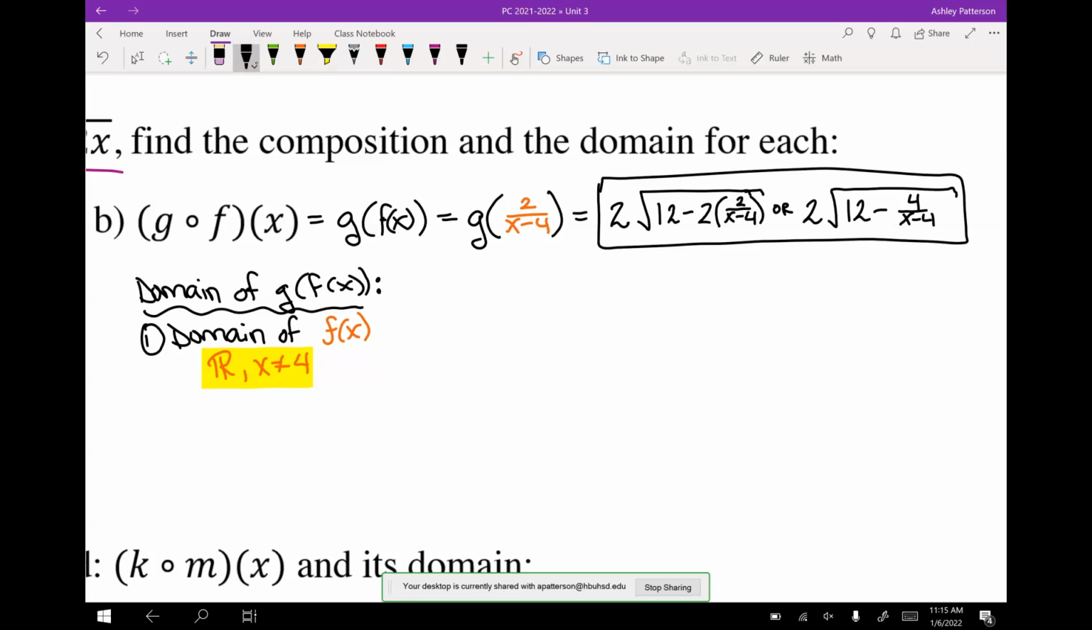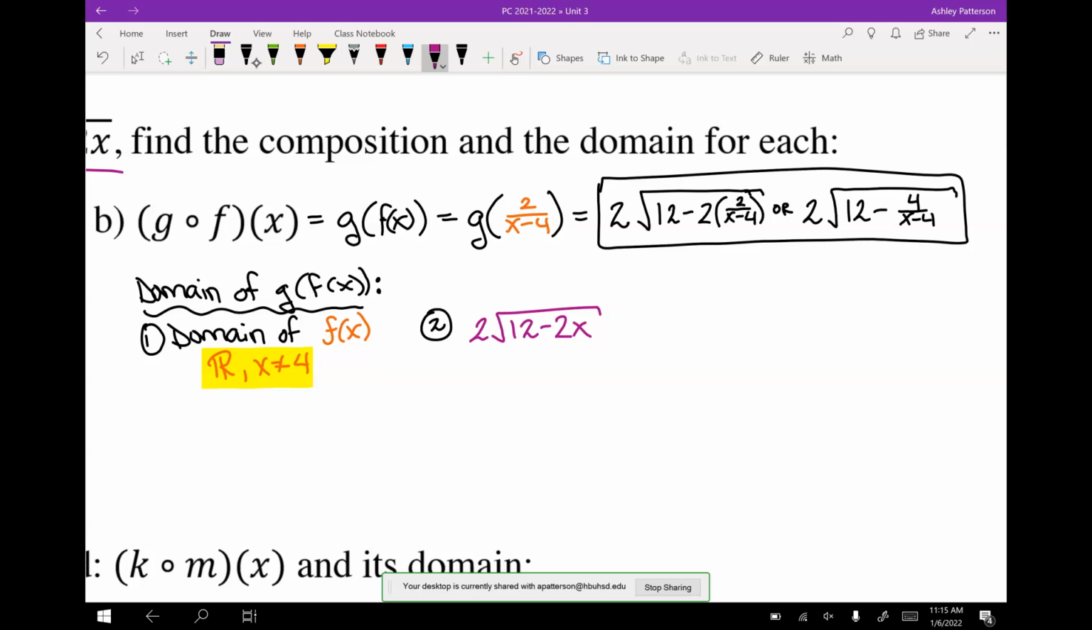Now, for step number 2, we need to find the domain of the outside function. In other words, we're looking for the restrictions. So, question, if g of x is 2 times the square root of 12 minus 2x, it's a square root. It can't be negative. How could I set up an inequality to find its restrictions if it cannot be negative? Normally, when we're finding the domain, we set it to be greater than or equal to 0.